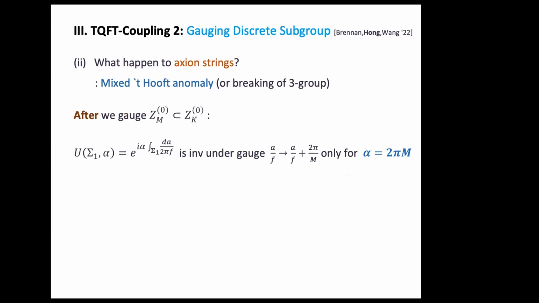Now let's do the exercise. What happens if I gauge a Z_m subgroup of the axion shift symmetry, which started with Z_k? So what is the impact? We gauged it, which means that the axion shifting by 2 pi over m, which is a Z_m transformation, is now a gauge transformation.